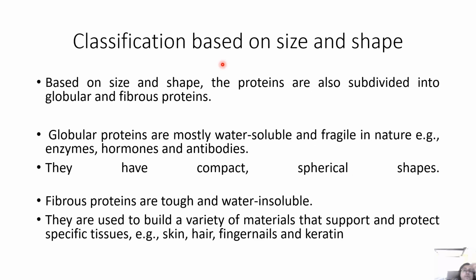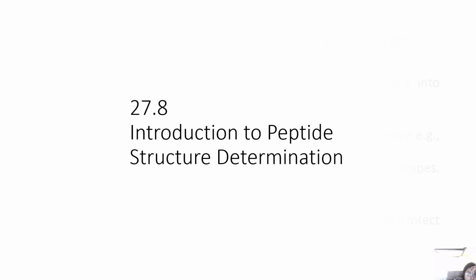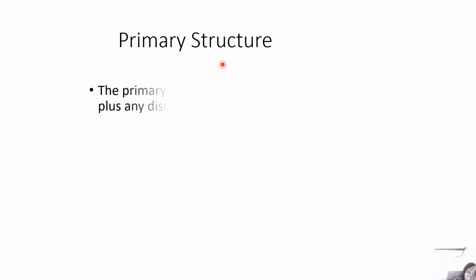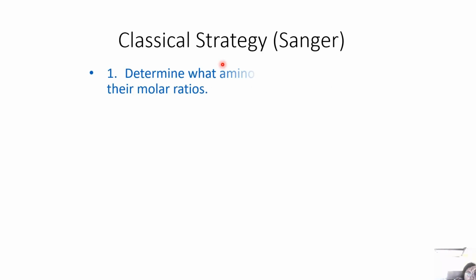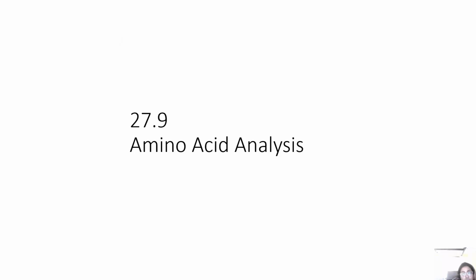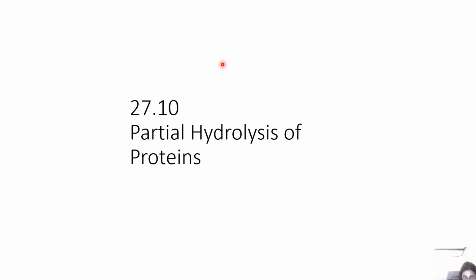Based on size and shape, the proteins are also subdivided into globular and fibrous proteins. Globular proteins are mostly water soluble and fragile in nature, like enzymes, hormones, and antibodies. They have compact spherical shapes. Fibrous proteins are tough and water insoluble. They are used to build a variety of materials that support and protect specific tissues. We'll not go into too much detail of these.